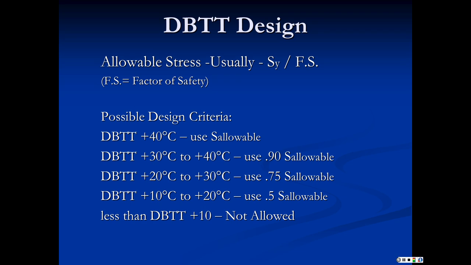And so you might use dBTT design in this way. Once you've identified the ductile brittle transition temperature, you're going to modify your allowable stress. So let's say you're 40 degrees above the dBTT. You can use your allowable stress, whether that's a yield stress or an ultimate stress, whatever, you just use it. As you get closer to the dBTT, let's say 30 to 40 degrees above, you're only going to use 90% perhaps. 20 to 30, 75%, 10 to 20, a half, whatever.